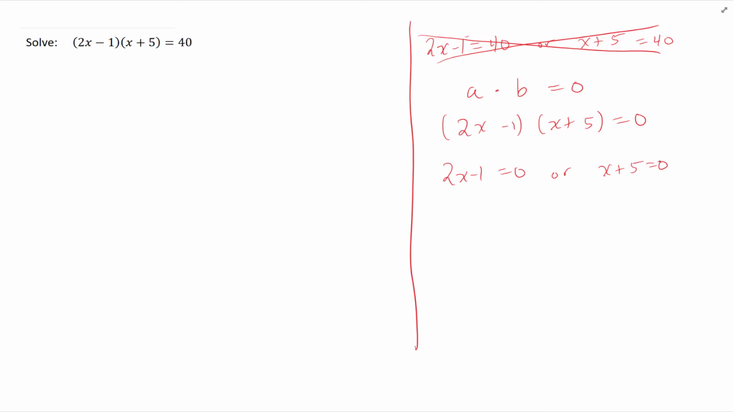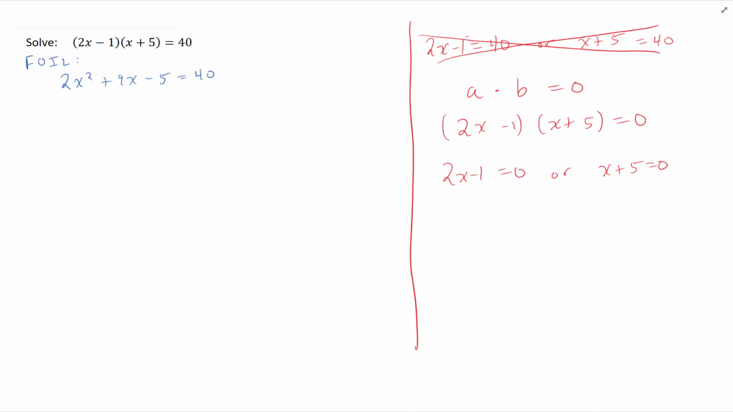So instead what we have to do is get this equation to a point where it's equal to 0 first, and then factor. So the first thing I'm going to do is simplify the left-hand side. Let's apply that FOIL idea. And so then that would give us 2x² + 9x - 5 = 40.